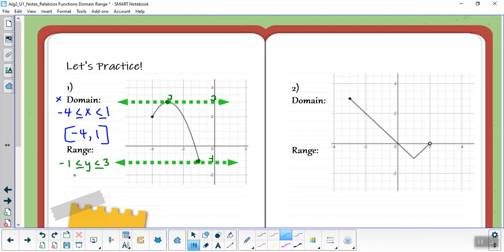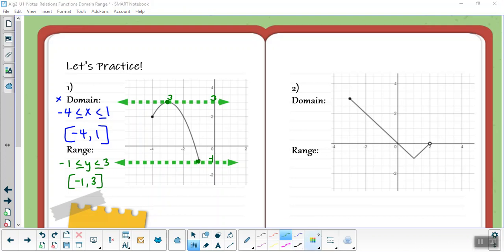Now for inequality, we're going to use the same numbers, -1, comma, 3, and I started to write the brackets because we used equal tos and the points actually exist. Again, you do not have to write both ways. You can pick whichever way you want. I am showing both ways at first here.